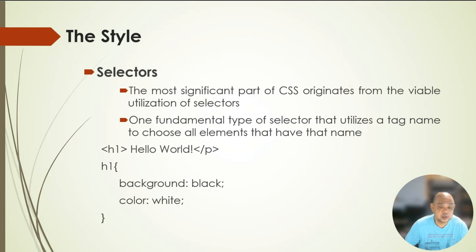Let's look at an example here. We have h1 as the tag name, and then we use that as a selector, followed by an open curly bracket, then the list of rules, which sets the background to black and the color to white. This means that all the h1 in the HTML will be affected by it because we use the h1 as the selector.